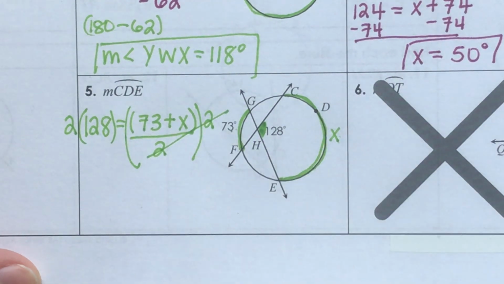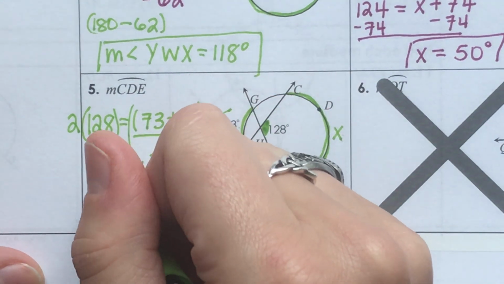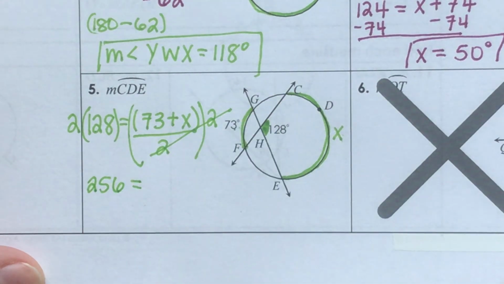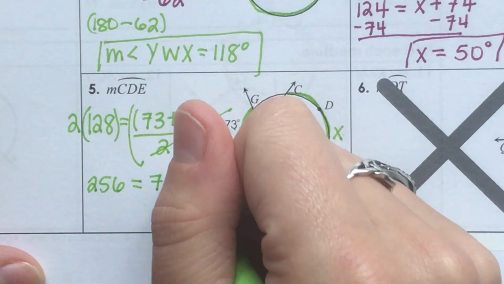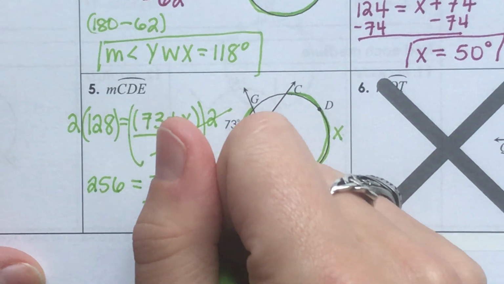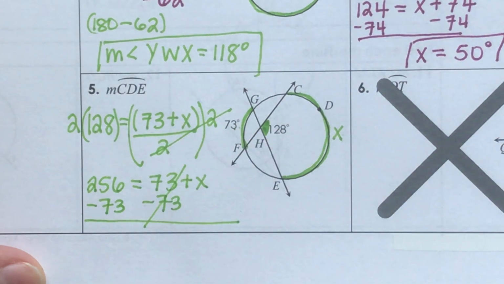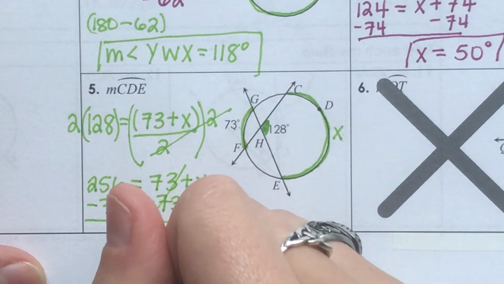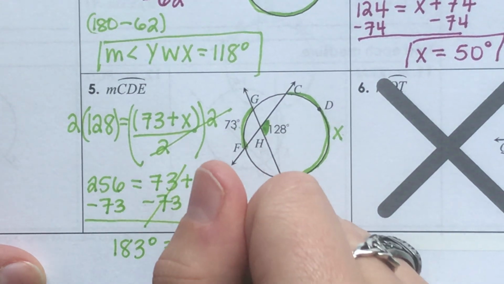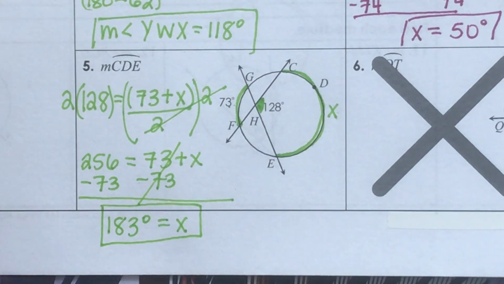On the right, my 2's will cancel. On the left, I've got 2 times 128. That's 256 equals, I'm just left with 73 plus X. And then to get the X by itself, I subtract 73 from both sides. I get 183 degrees equals X. And it was a major arc, so it should be a number greater than 180, right? A major arc is bigger than 180, so I know that my answer is right.